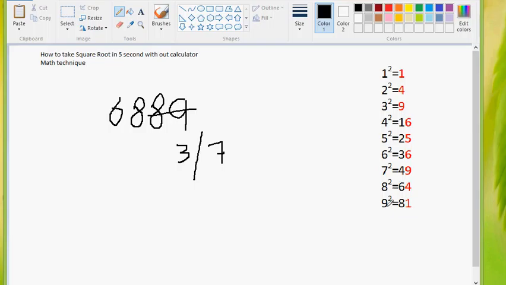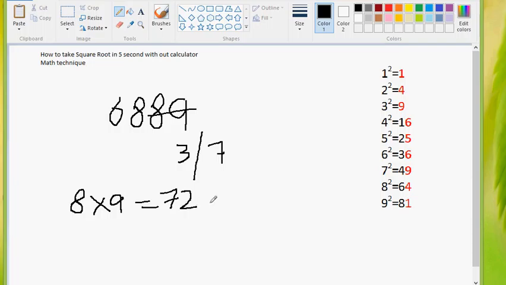Now 68 you have to check in the table. 68 lies between 8 and 9. How? 68 is greater than 64, and 68 is lesser than 81. So you have to choose the small number. 8 into 8 is equal to 64, which is less than 68. So you have to choose 8 here. Once you choose the 8, you multiply it by the next number, 9. 8 multiplied by 9 is equal to 72.